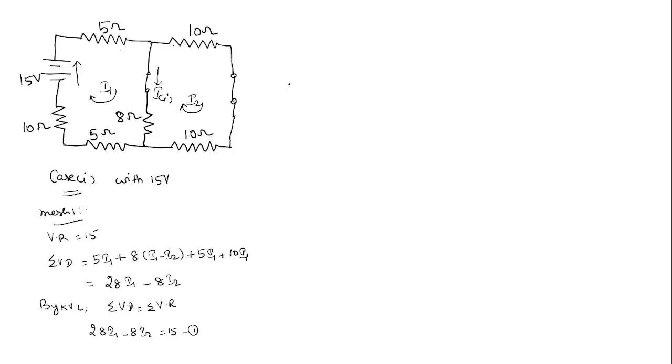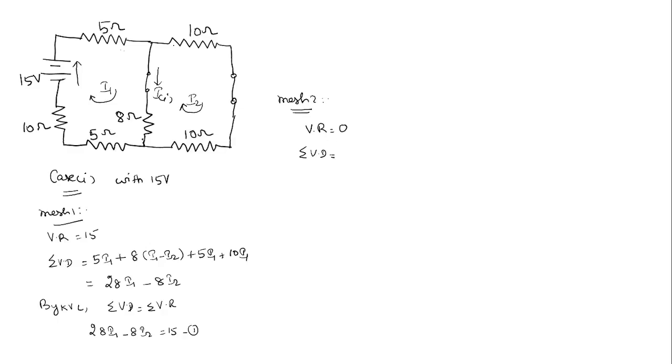So next we have to write the equation for mesh 2. Okay. So for mesh 2, we are having only the resistors and we do not have the voltage source or current source. So the voltage rise is written as 0. So now we have to consider the voltage drops across the resistors and add them. Okay, sum of the voltage drops.